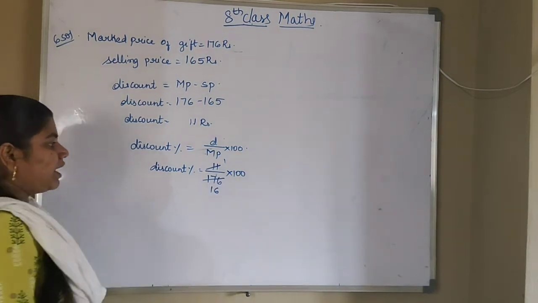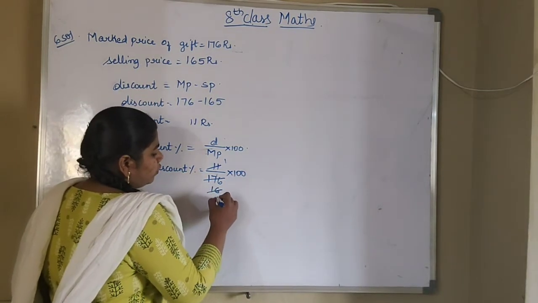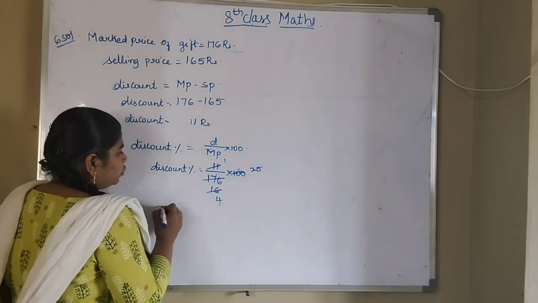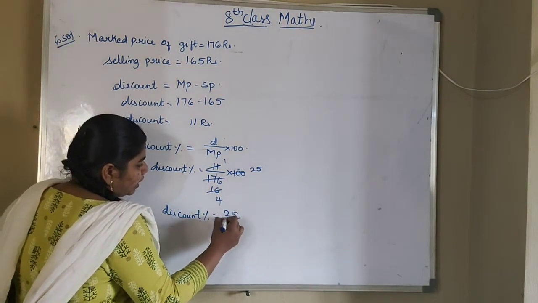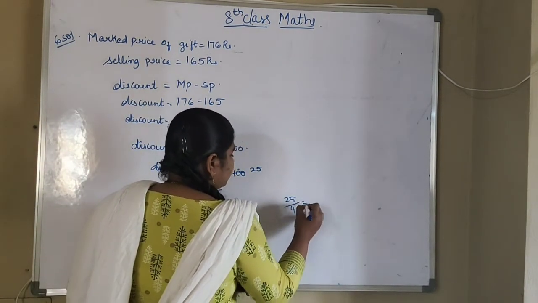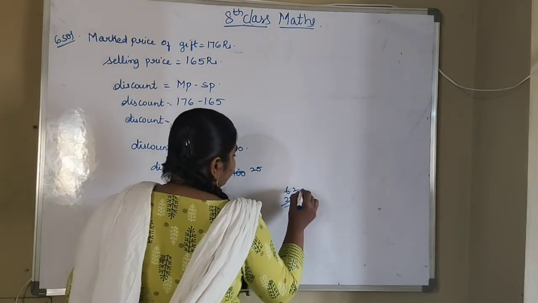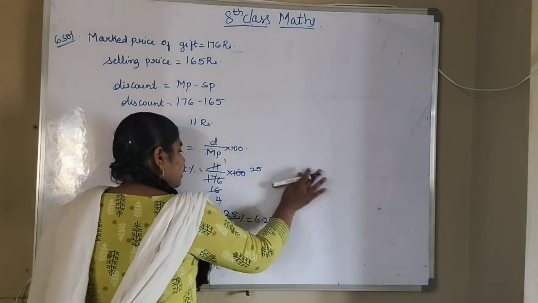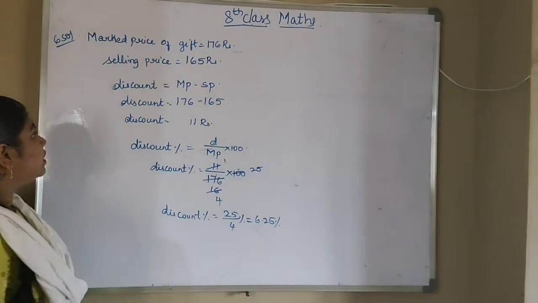Still can we cancel? In the 2 table I am cancelling, or you can do it in the 4 table. 4 4s are 16, 4 2s are 8, 4 5s are 20. So how much did you get? Discount percentage is equal to 25 by 4%. 25 by 4 is nothing but 4 6s are 24, 1 will be remaining, 0.25. That means that will be 6.25%. So what is the discount percentage here? 6.25%. Okay, so this is our sixth solution.